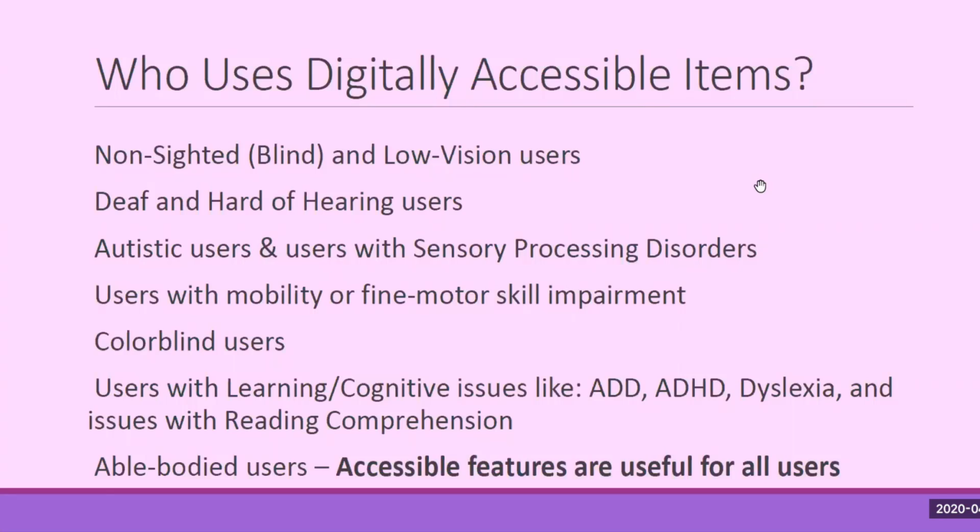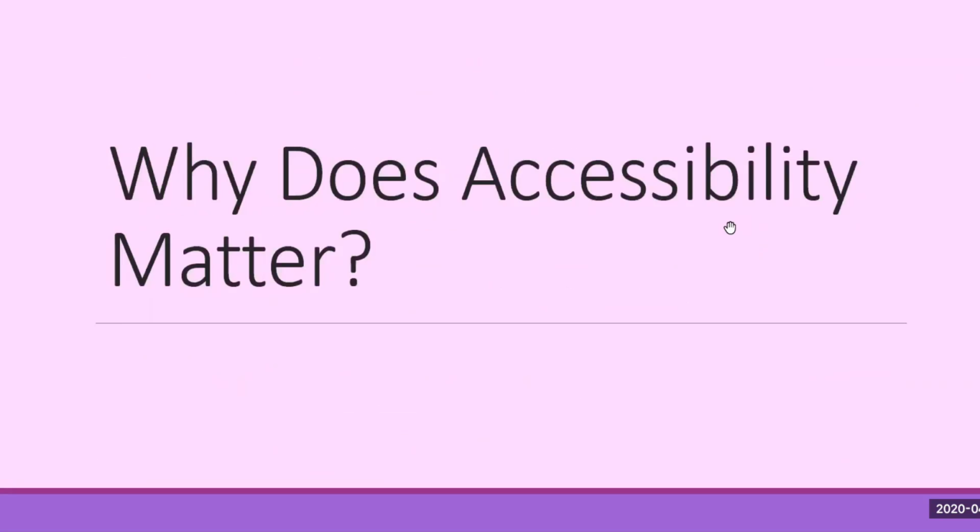Under normal circumstances, captions are great for watching videos in a quiet library setting. So it really goes so far beyond just students who have accessibility needs. So why does accessibility matter?